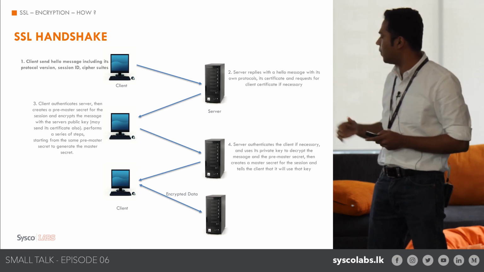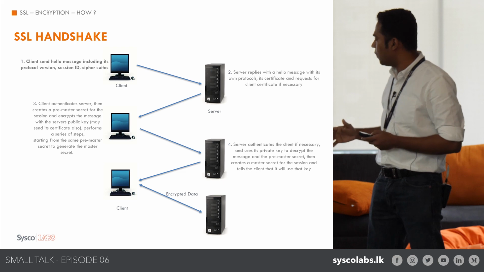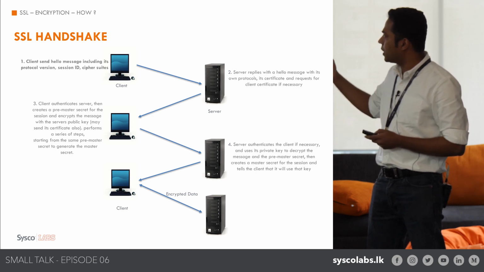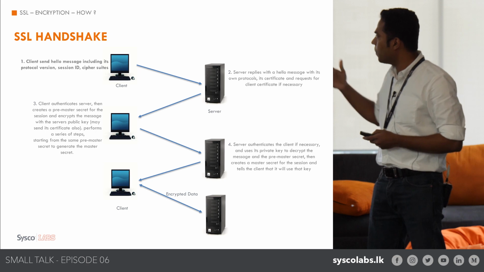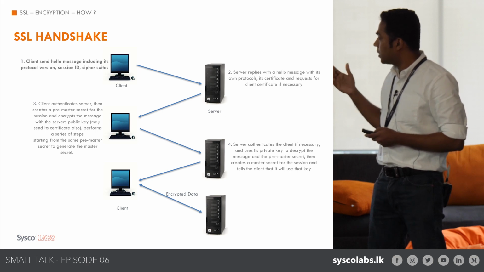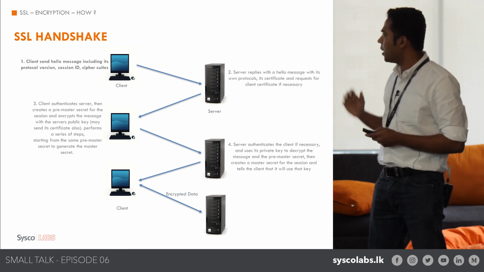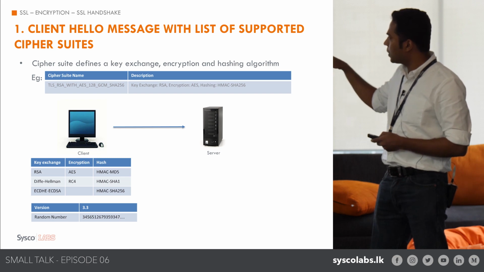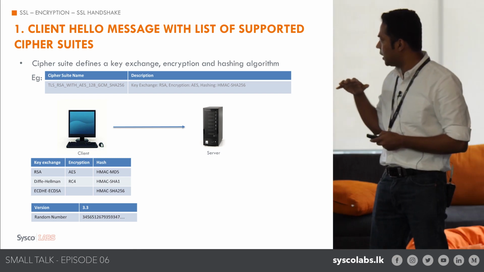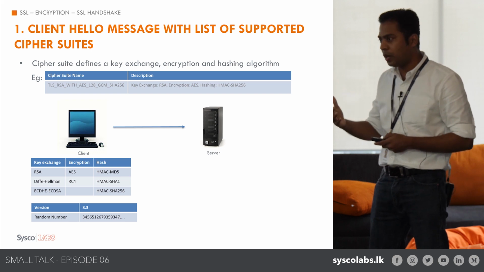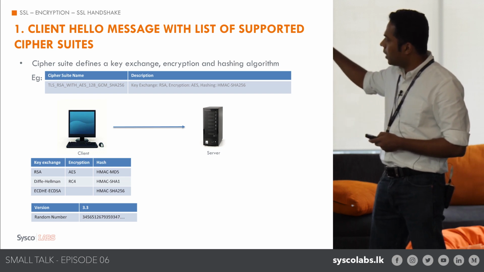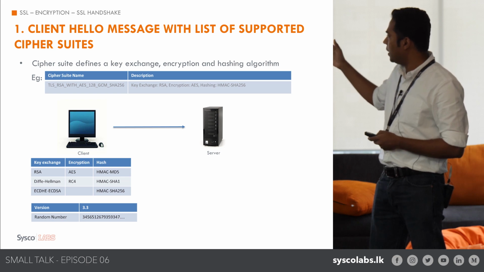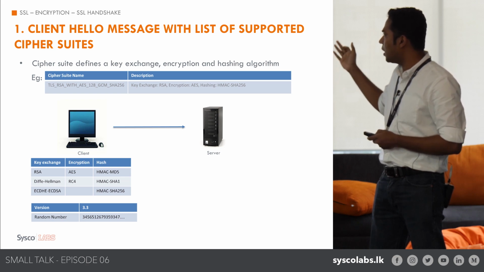The SSL handshake consists of 4 steps. The client sends the hello message, including the version number and the list of supported cipher suites. If you go deeper, a cipher suite consists of 3 things: the key exchange algorithm, the encryption algorithm, and the hashing algorithm. So it has a predefined format. In this example, the key exchange is RSA, the encryption algorithm is AES, and the hashing algorithm is HMAC SHA-256.